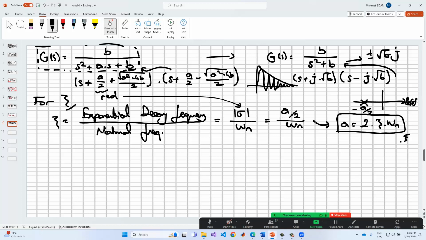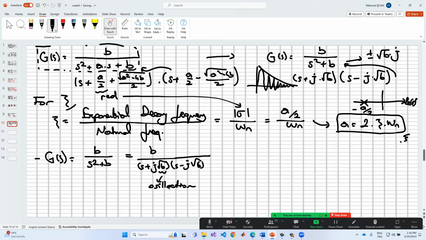And so, how can we define the natural frequency, this omega n value? Just remember this, that this G(s) for the undamped system is 1 over s square plus b. And so we have the two roots in here, just like this one, s equals plus or minus j square root of b. How can we define these terms? Just remember that this is the oscillation part of this plane, right? This is the imaginary part.